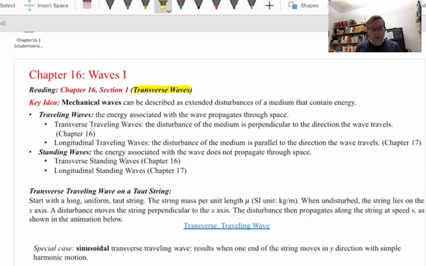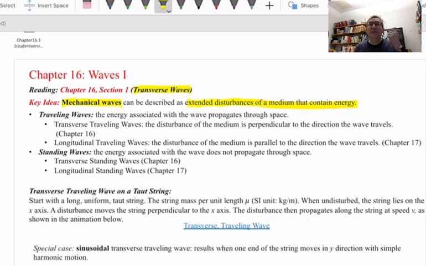And the whole chapter, chapters 16 and 17, is about a category of waves known as mechanical waves. And my description of a mechanical wave, this is the key idea, is that it is, at least in a description, an extended disturbance of a medium that contains energy. So a medium is a physical thing upon which this disturbance is going to travel, generally speaking, or propagate. And this disturbance on the medium is going to contain energy.